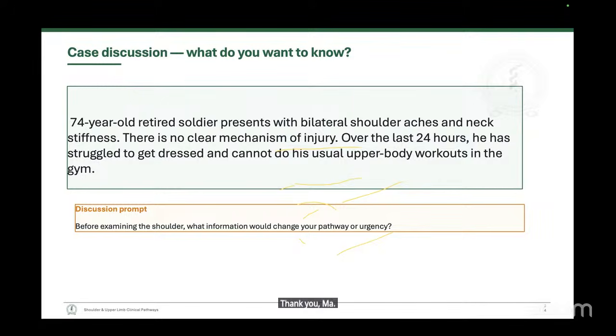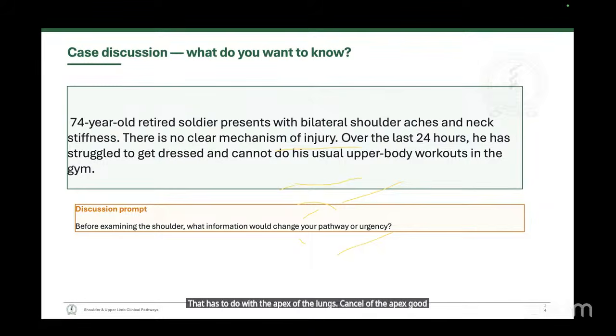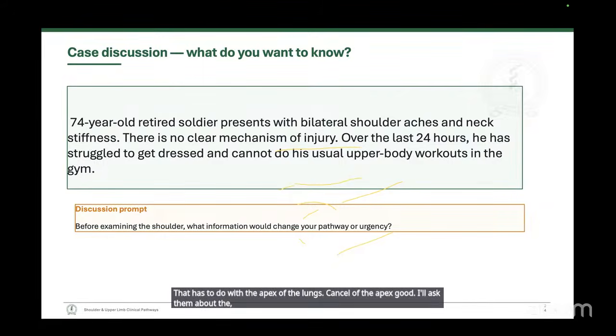I would ask if the patient has any history of smoking. That's for this other one that has to do with the apex of the lungs. Yes, cancer of the apex. Good. I'll then ask about the breathing pattern of the person.